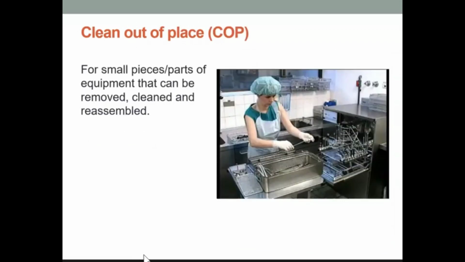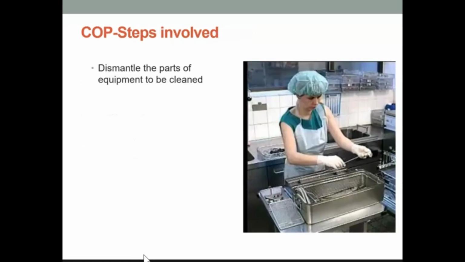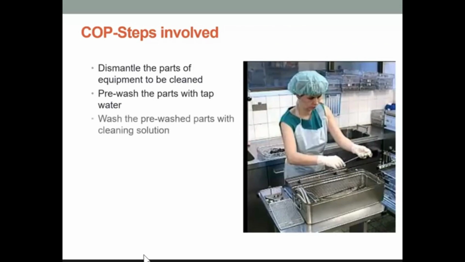Clean out of place, though, COP. For small pieces or parts of equipment that can be removed, cleaned and reassembled, they would be taken off and would be cleaned separately. This would be particularly in cases where you can't get to it using an automated system. So these would be for equipment pieces like valves or small mobile vessels or spooled parts that are very difficult to clean. The steps involved in COP, first of all, dismantle the parts of the equipment that are to be cleaned. They're pre-washed with tap water to remove the bulk of the residue.